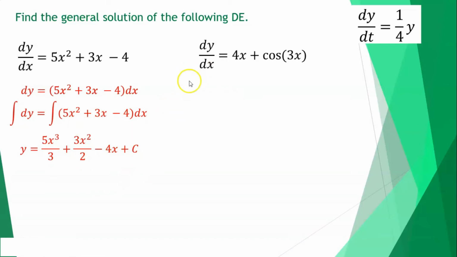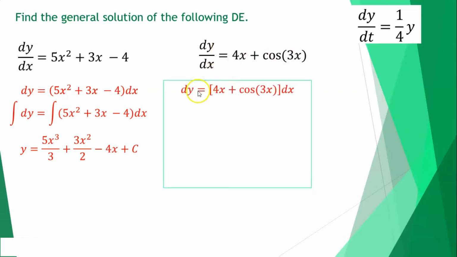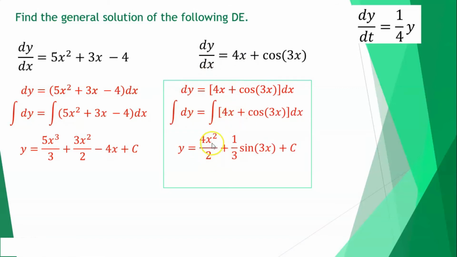Okay, another example. Find the general solution of dy/dx equals 4x plus cosine 3x. Cross multiply. This becomes dy equals 4x plus cosine 3x dx. Get the integral of both sides. The integral of dy is y. The integral of 4x is 4x squared over 2. The integral of cosine 3x becomes 1/3 sine 3x plus c. Simplifying, 4x squared over 2 is 2x squared, plus 1/3 sine 3x plus c.